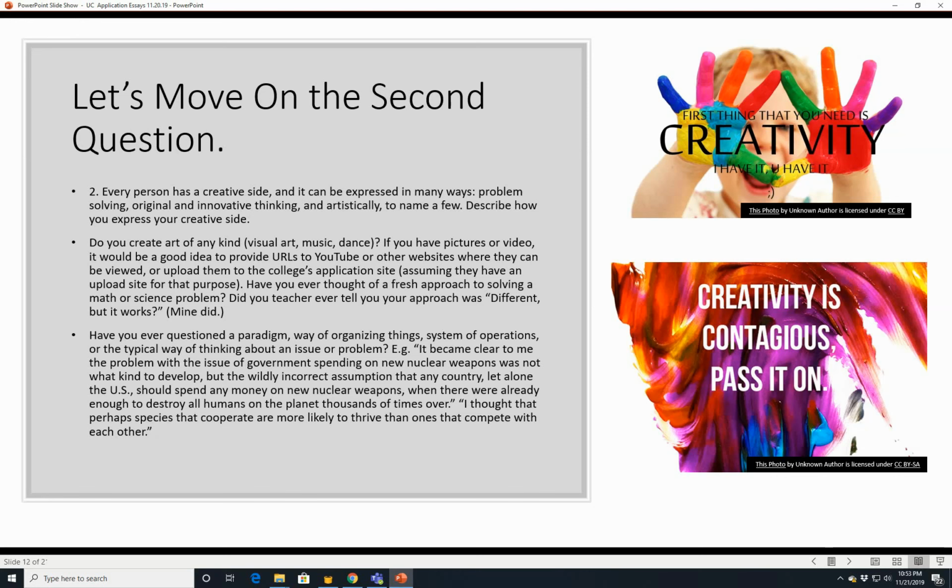And have you ever thought of a fresh approach to solving a math or science problem? But hey, it could be a computer program. Did your teacher ever tell you your approach was different, but it works? Mine did. Anyway, have you ever questioned a paradigm, a way of organizing things, a system of operations, or the typical way of thinking about an issue or problem?